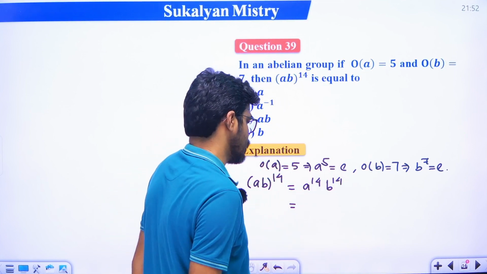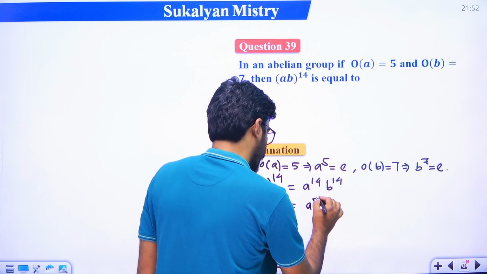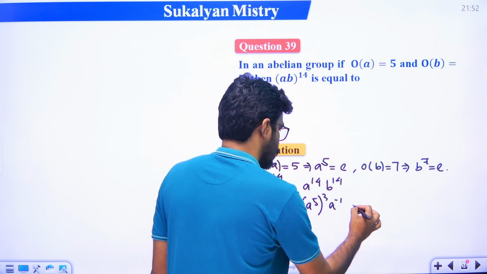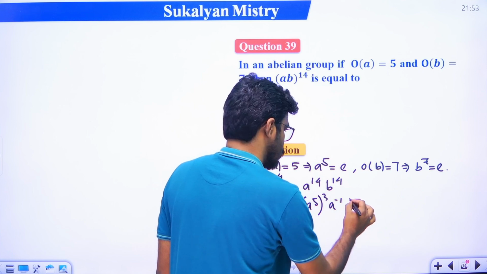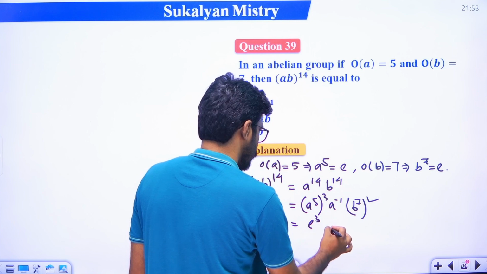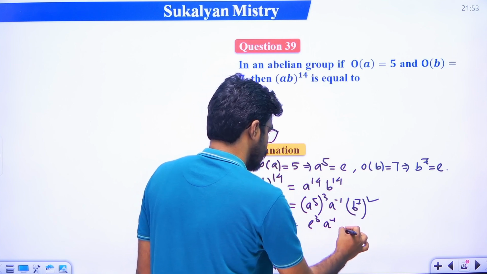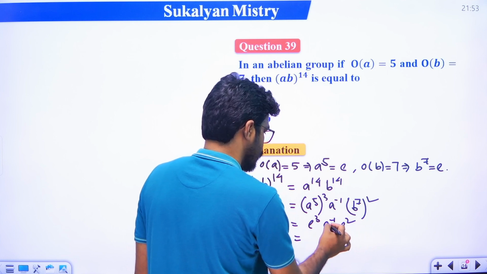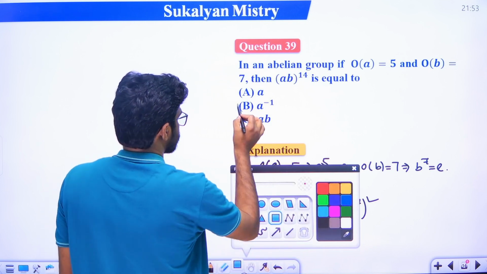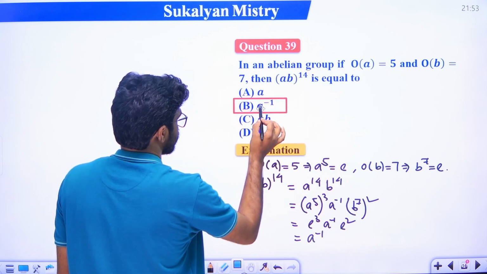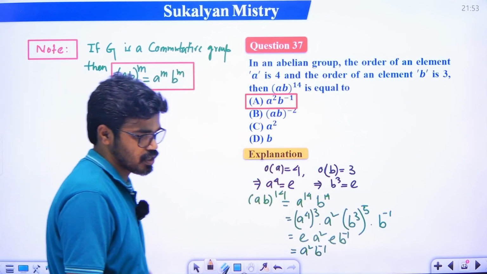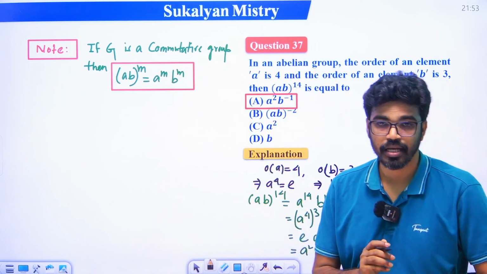A to the power 5 is E, so we can write A to the power 5 cubed. It is A to the power 15 over, so A inverse. B to the power 14, that is B to the power 7 is E, so B to the power 7 squared. A to the power 5 is E, right? So E cubed, A inverse, B to the power 7 is E, E squared. That means E cubed is E, so ultimately A inverse, right? So option B is the correct answer. Okay? So example 39 and example 37, these two problems are similar. Okay. So next example.